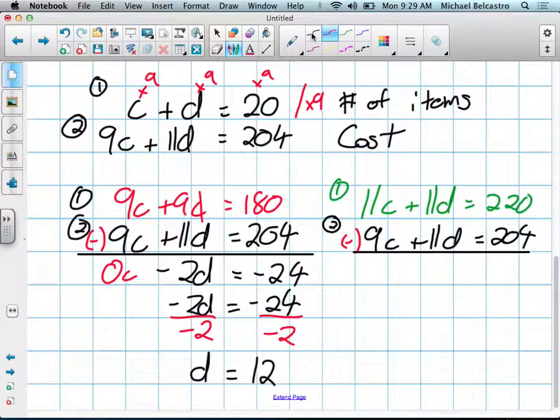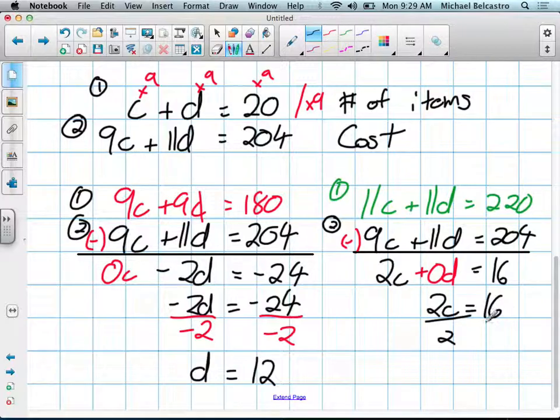So when I subtract, 11C minus 9C will give us 2C. 11D minus 11D will give us 0D. We bring down the equal sign. And 220 subtract 204 will give us 16. We're then left with 2C equals 16. We divide both sides by 2. C equals 8, which is exactly what we discovered before.